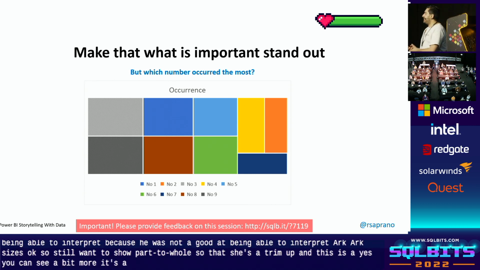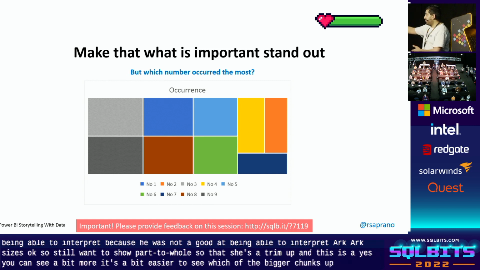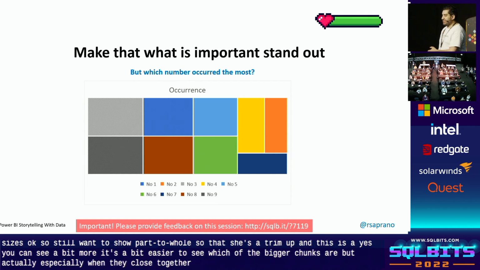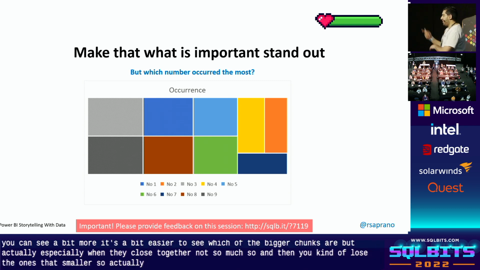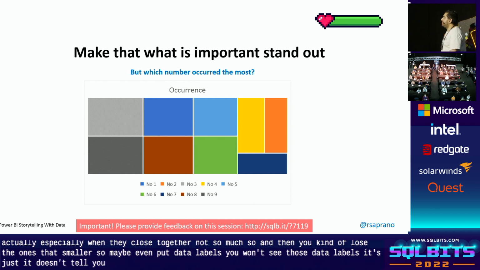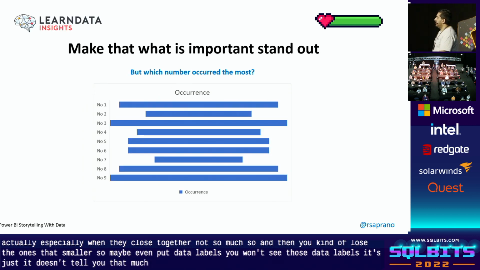It's a bit easier to see which are the bigger chunks, but especially when they're close together, not so much. And then you lose the ones that are smaller. So maybe even if you put data labels, you wouldn't see them. It doesn't tell you that much. But let's try and see what we can do. Okay, lines, yep, definitely better.